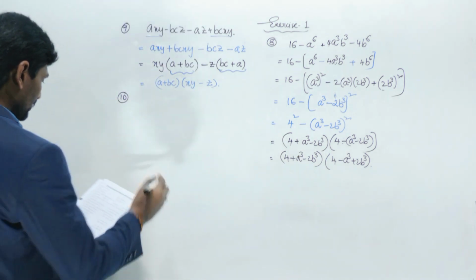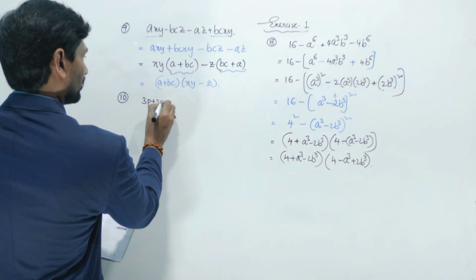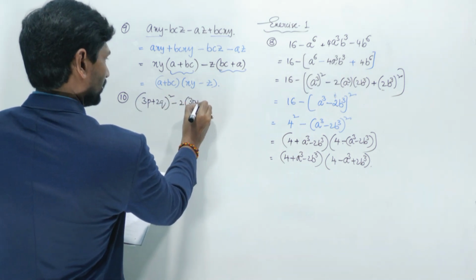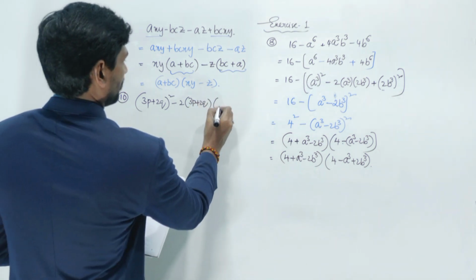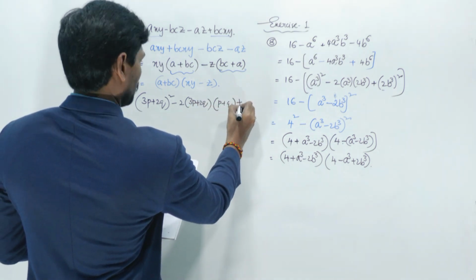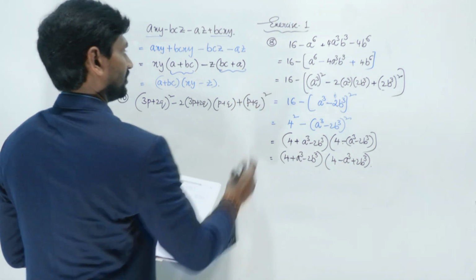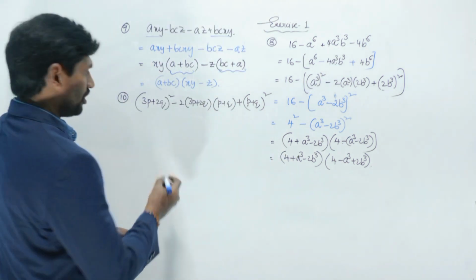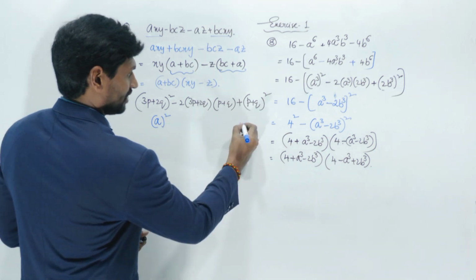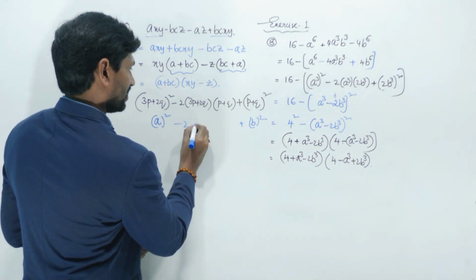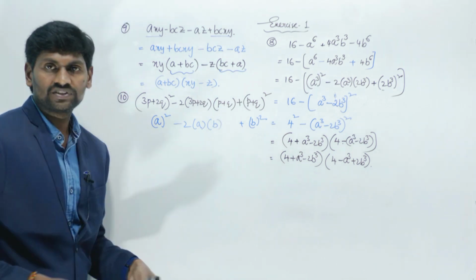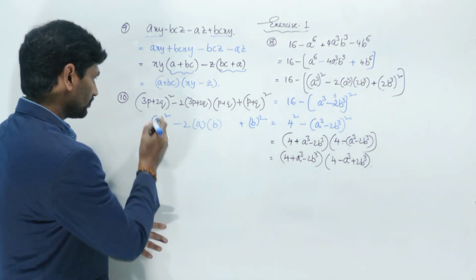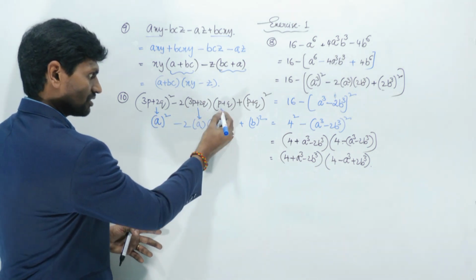The problem is given: 3p plus 2q whole square minus 2 into 3p plus 2q into p plus q plus p plus q whole square. While observing the entire expression, it is in the form of a square plus b square minus 2ab. Check here. A is nothing but 3p plus 2q here. Just identify through the arrow marks.